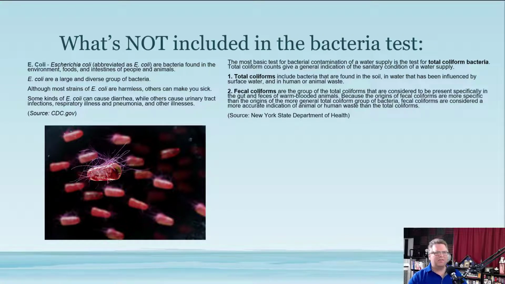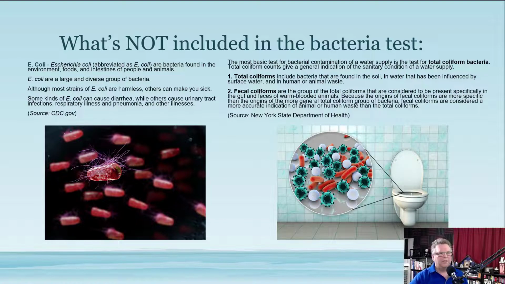The most basic test for bacterial contamination of a water supply is the test for total coliform bacteria. So that's different than E. coli, and that's also different than HPC. Let's talk about the total coliforms. They include bacteria that are found in the soil, in water that has been influenced by surface water, and in human or animal waste. And if you remember through some of my teachings, I've talked about where you could have exposure to pesticides, for example, if you had a sprinkler system, and if you didn't have the vacuum breaker that creates an anti-siphon protection system, that could actually be on where the lowest sprinkler is in your yard, for example, like those pop-out sprinklers.